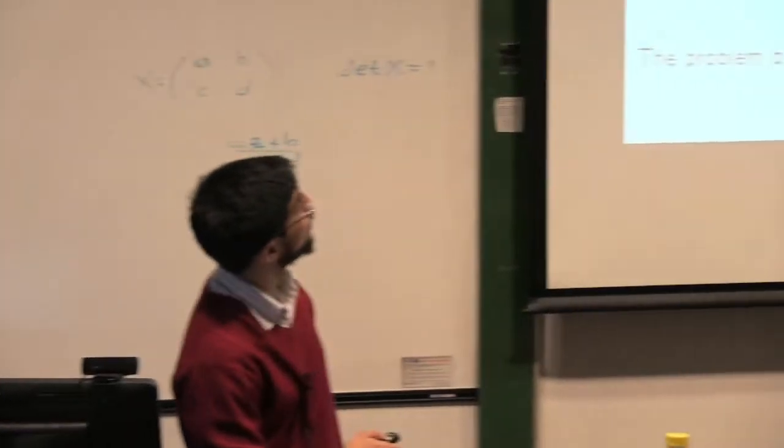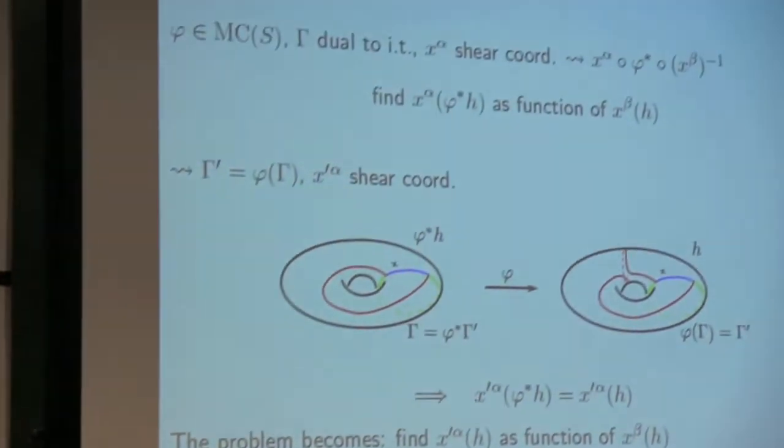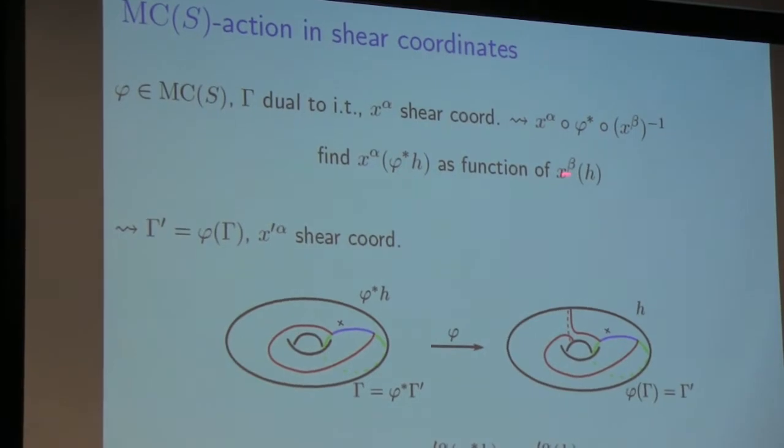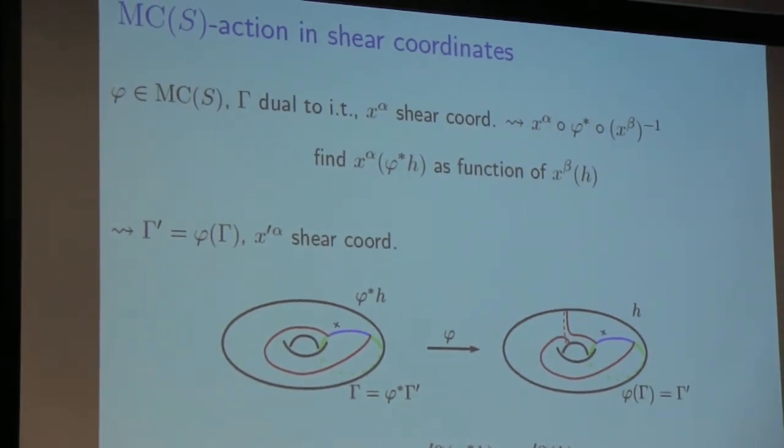Okay, so now that we have shear coordinates, we would like to understand the mapping class group action in these coordinates. We basically want to compute this type of matrix elements, so to be able to describe this mapping class group element. And this is the same as finding the expression for the shear coordinates of the pullback of a hyperbolic metric as a function of the shear coordinates of the hyperbolic metric itself. Right, so this is just what this means.